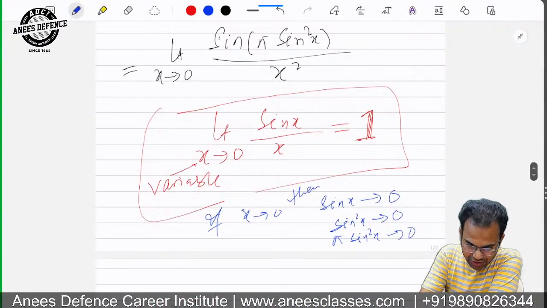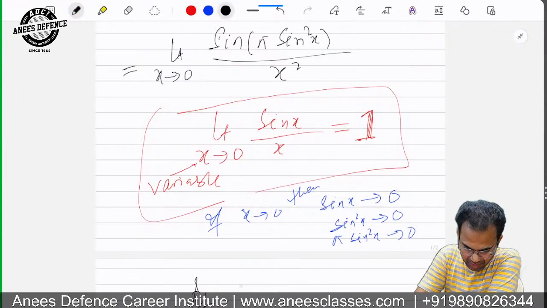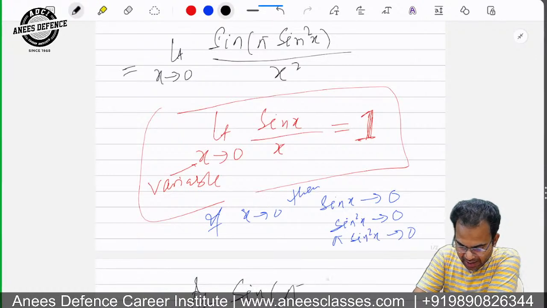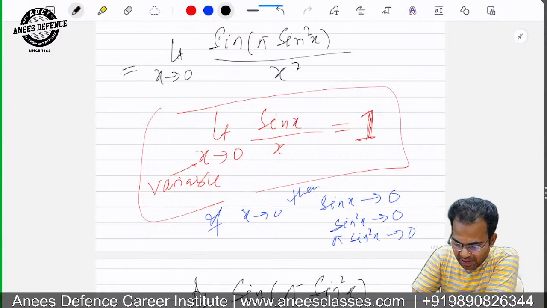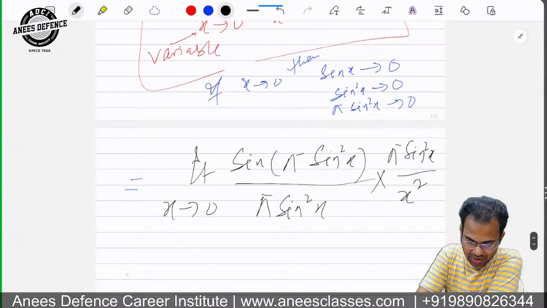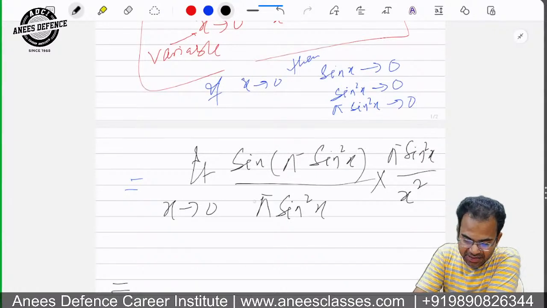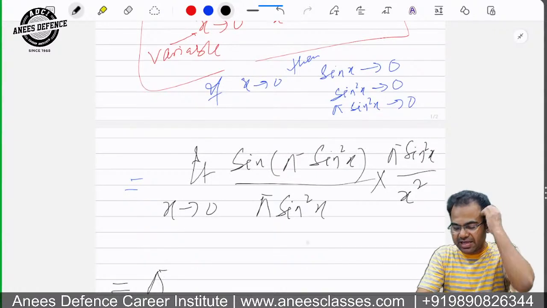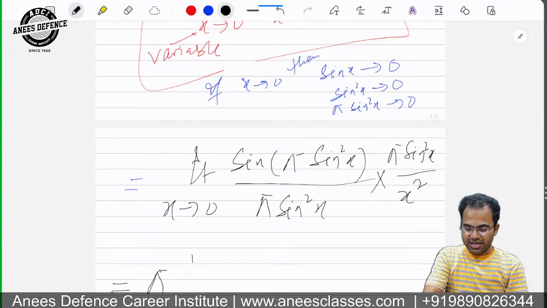So limit x tends to 0, sin of pi sin square x. I will divide by pi sin square x, so I have to multiply with pi sin square x divided by x square. And pi is a constant. You can take pi outside the limit. Constant will be outside the limit.